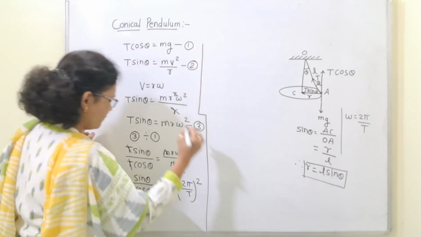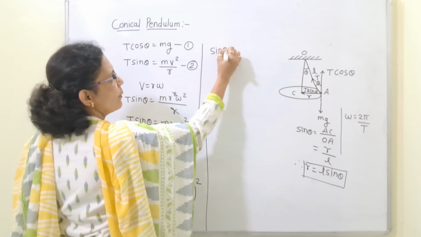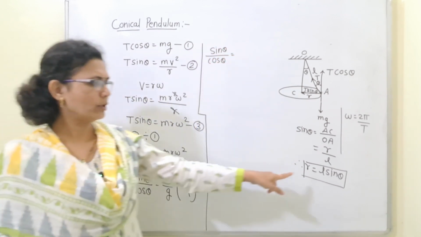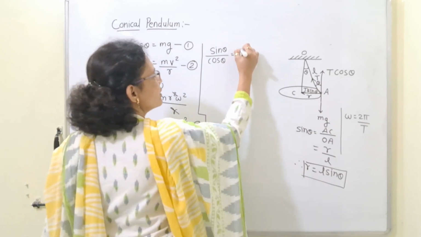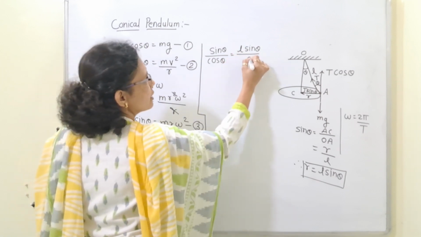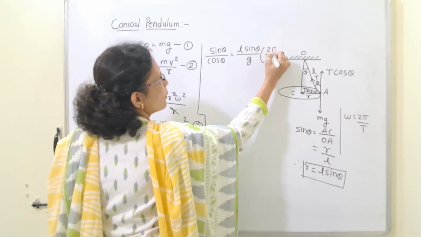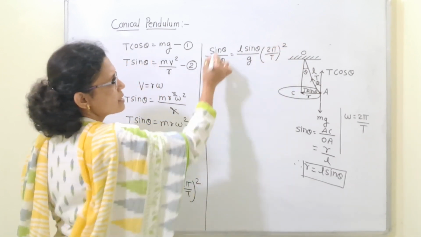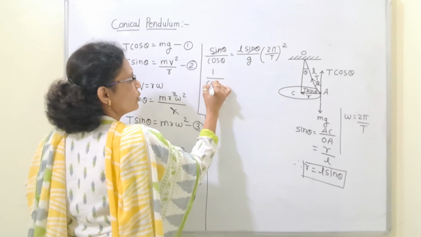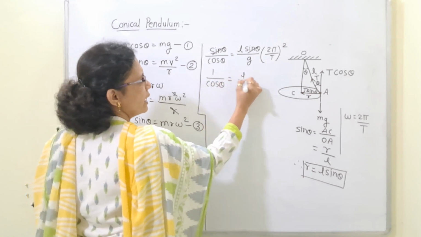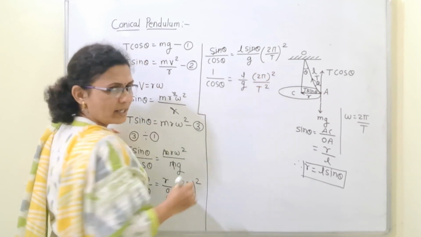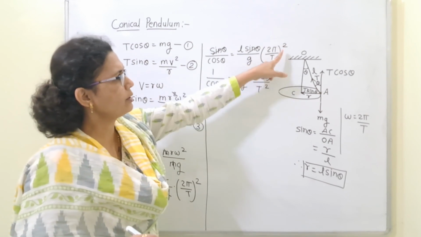See here, sin theta upon cos theta is equal to, in place of R I will put the value L sin theta, that will give us L sin theta upon G into (2 pi upon T) whole square. Sin theta will get cancelled. So 1 upon cos theta is equal to L by G into (2 pi) whole square upon T square, right?